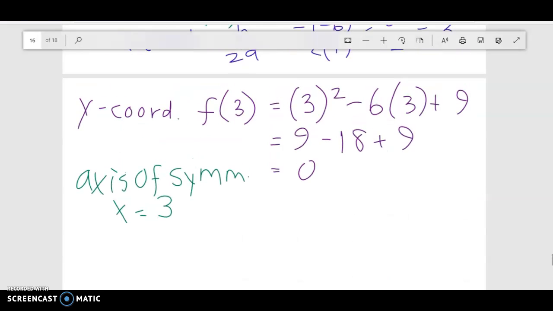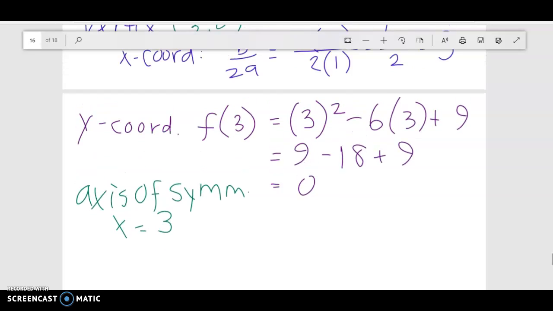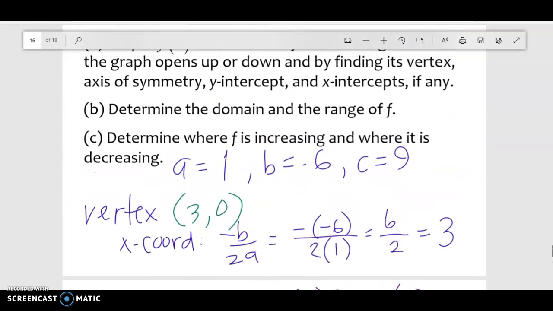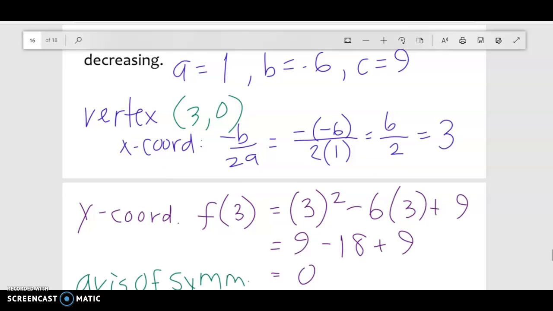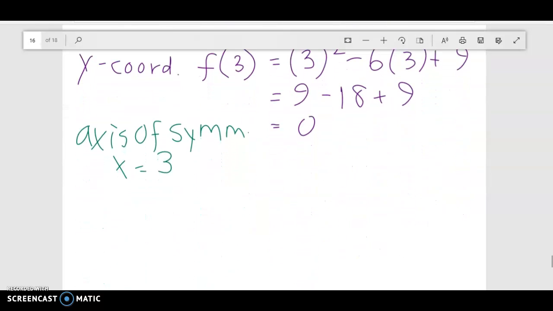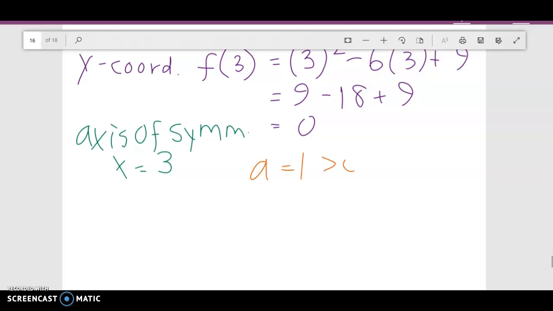Okay, I know that this is going to open upward, because the a value is 1. So here's another quick fact. So a equals 1. 1 is greater than 0. So it opens up. Okay, that's another characteristic.